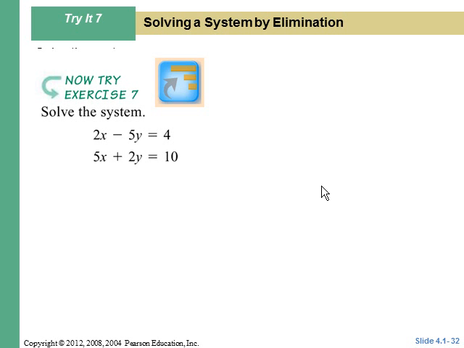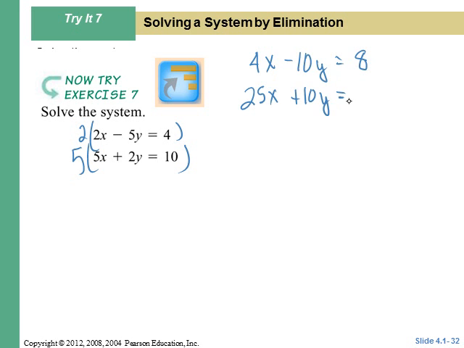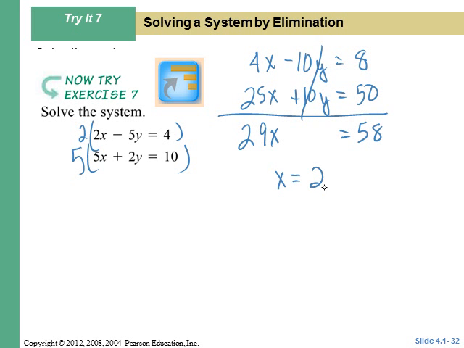Okay, I'm going to multiply the top equation by 2 and the bottom equation by 5, and by doing so, I'll eliminate the y's. So I get 4x minus 10y equals 8, and 25x plus 10y equals 50. Add them together, I get 29x equals 58. So x is 2. I'm going to substitute that into that first equation.